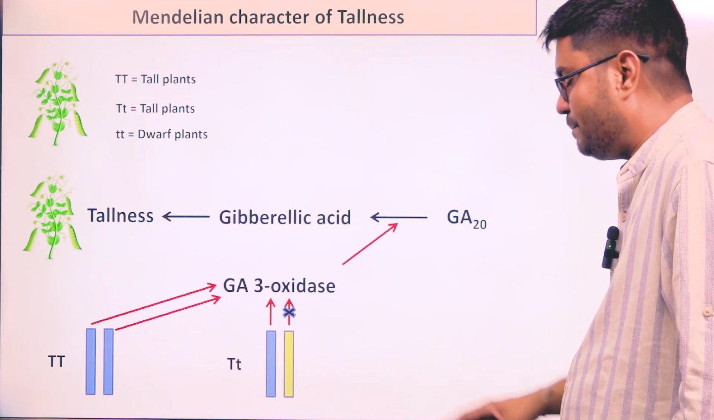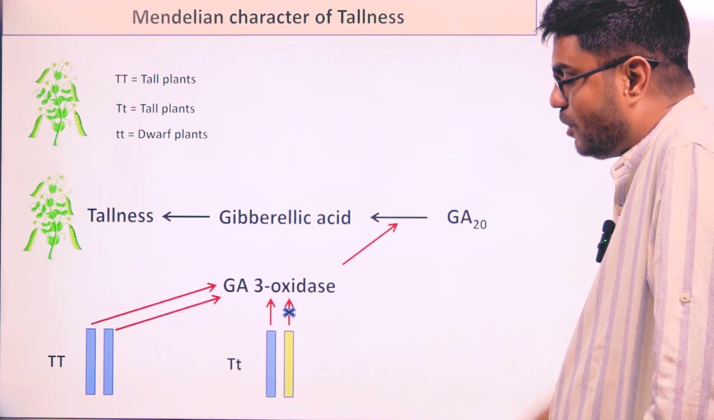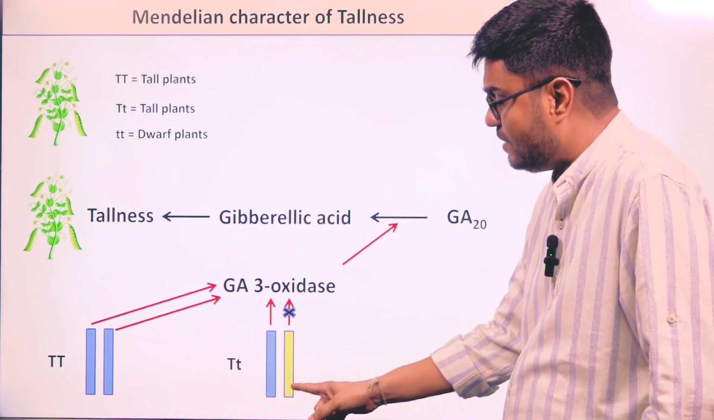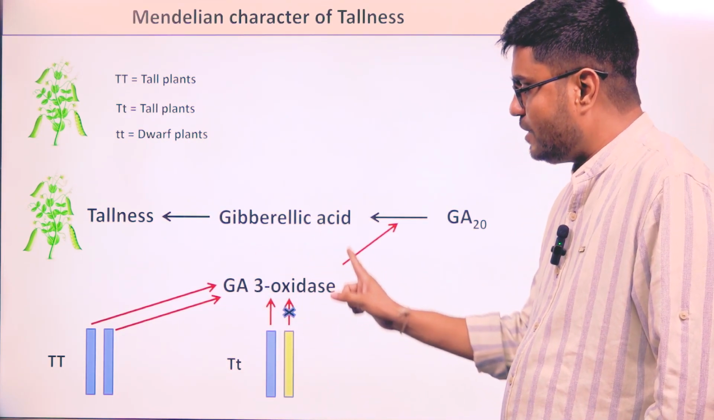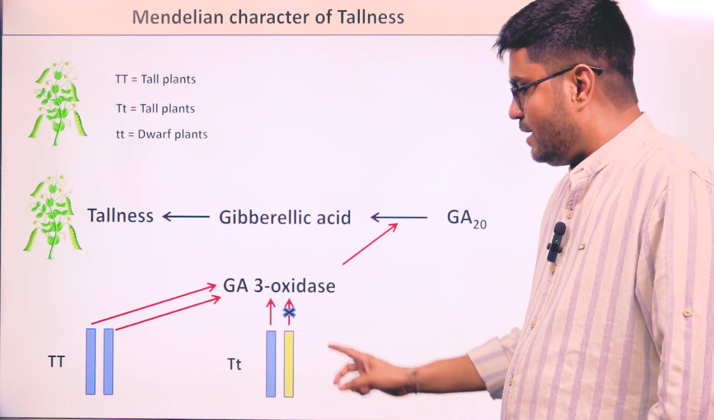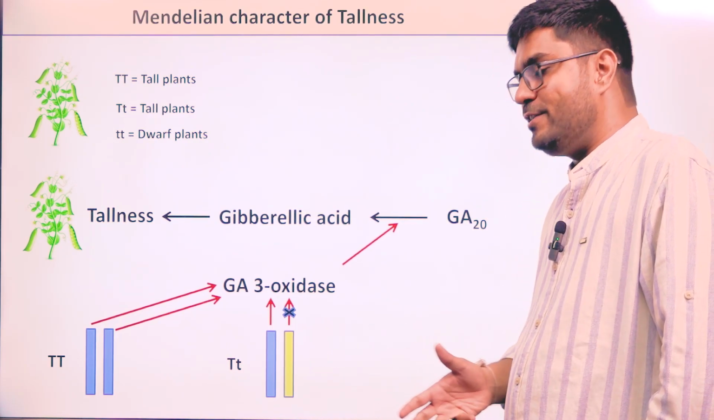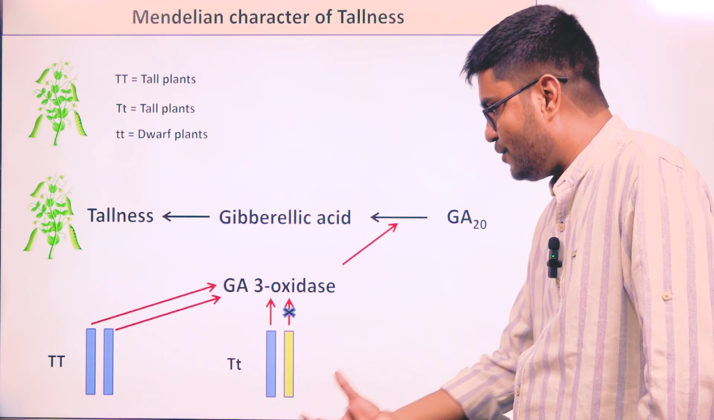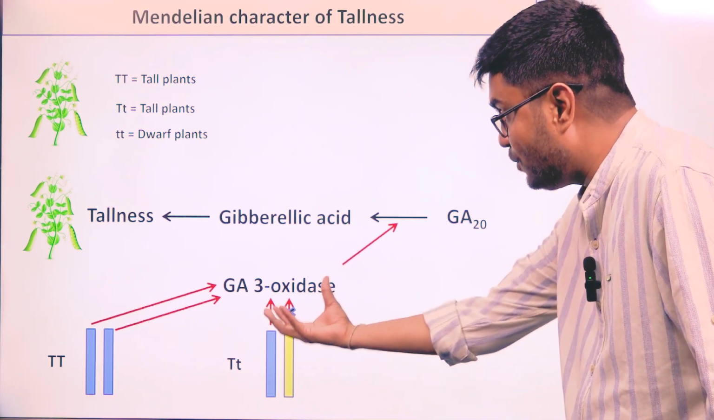Or the plant can have this situation: capital T, small t, which means one copy is coding a functional protein and the other copy is not giving the functional protein. The condition is heterozygous, but still the protein is present.